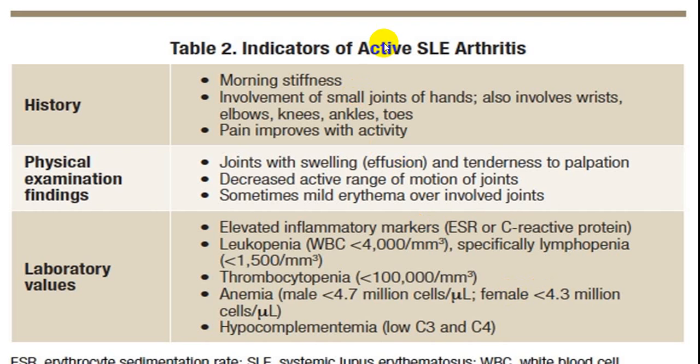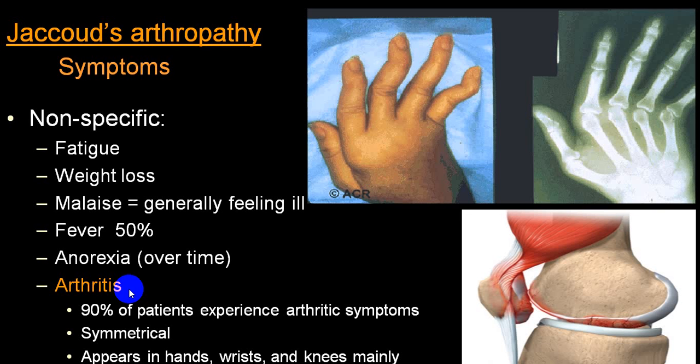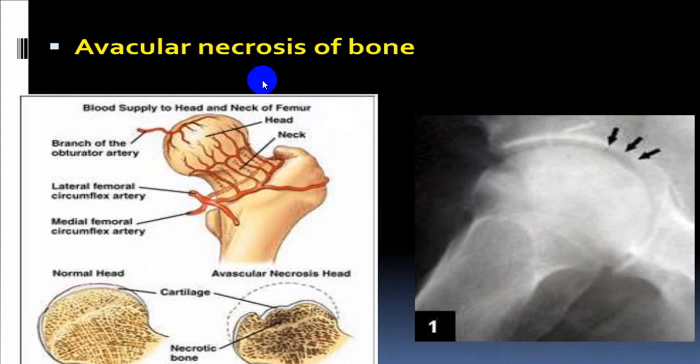So if you want to find out whether it is active or not, and whether arthritis involvement is active or not, you will have to go through history, physical examination, and laboratory parameters. I'm not going into detail regarding that. These are the different types of involvement. Also, we call it Jaccoud's arthropathy, which is not very common, but you can come across, that is with deformity. You can have avascular necrosis of head of femur as a part of vasculitis.